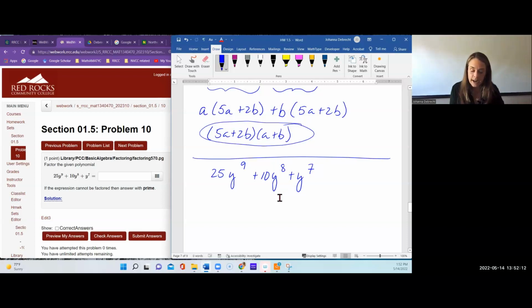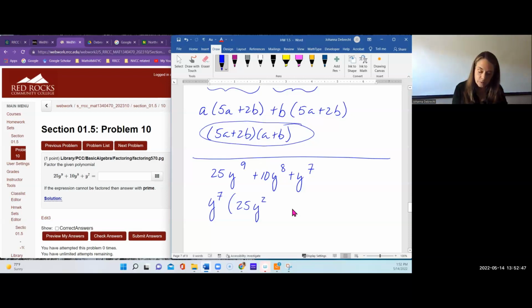9 y's here, 8 here, and 7 here. The smallest number I have in any one term is 7, which is this one. I'm going to take all 7 y's out. In division, remember that when you divide y to the 9th by y to the 7th, you subtract the exponents. 9 minus 7 will leave behind 2. You can also think of it as having 9 to start with and taking away 7 of them. And when you take away 7, you only have 2 left.